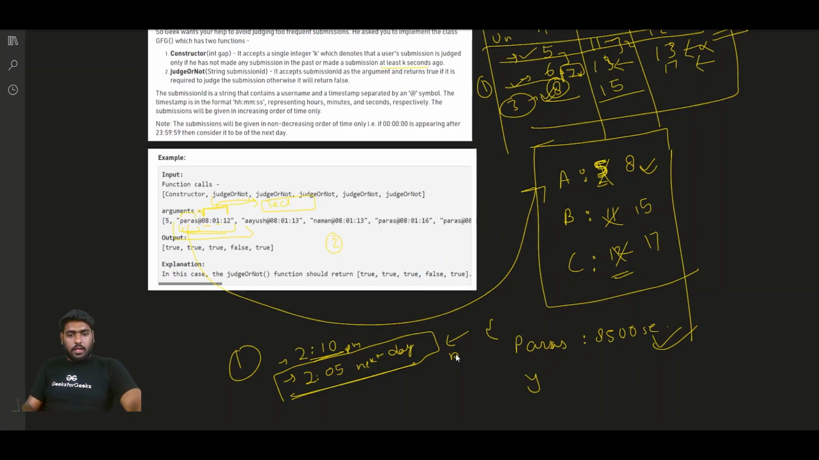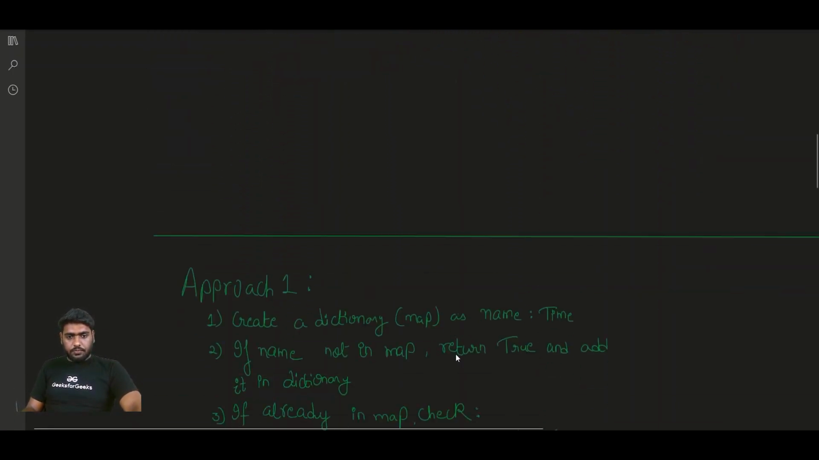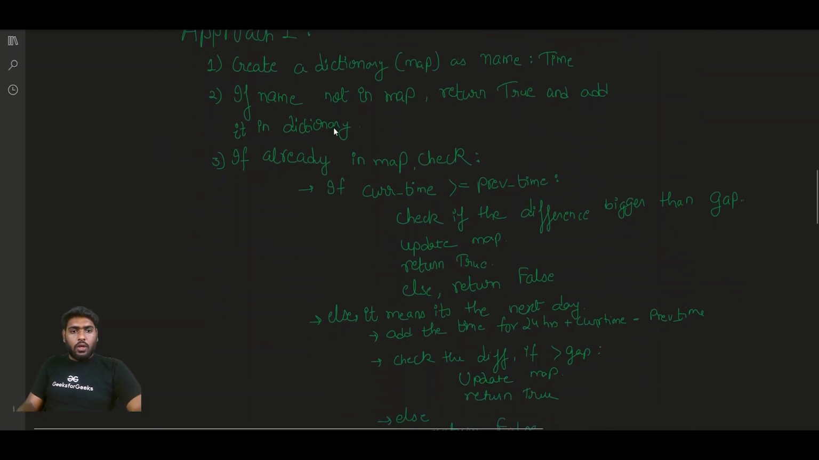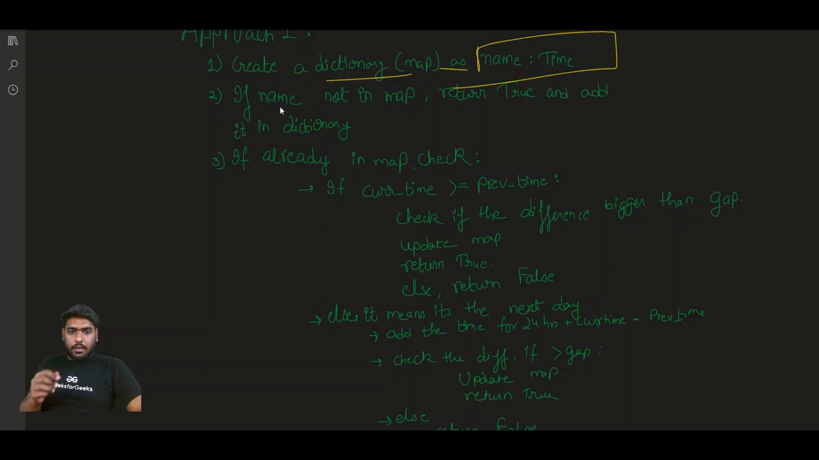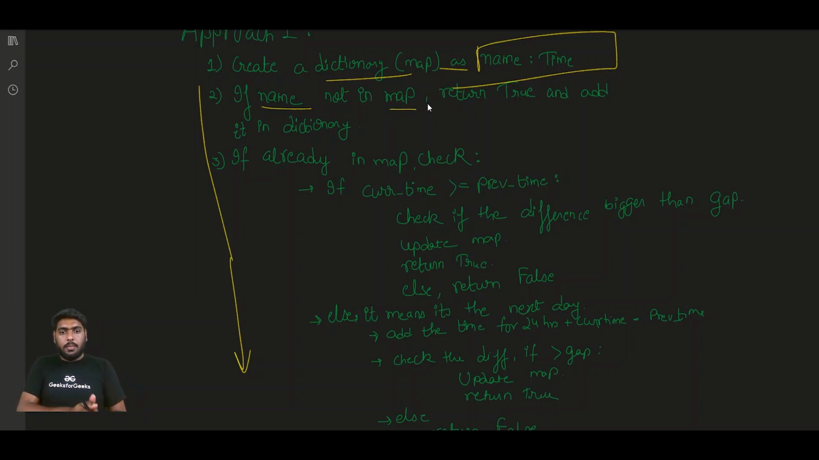All right, let's see the approach to this. Okay, so we'll be just creating a dictionary, a map, with name as the key, and time as your value. Then this is our logic. The very first thing that we'll be checking is that if name is not present in the map, that means one new individual has come and he's making the submission for the very first time. So we will simply return true and add the new values to the dictionary. Okay.